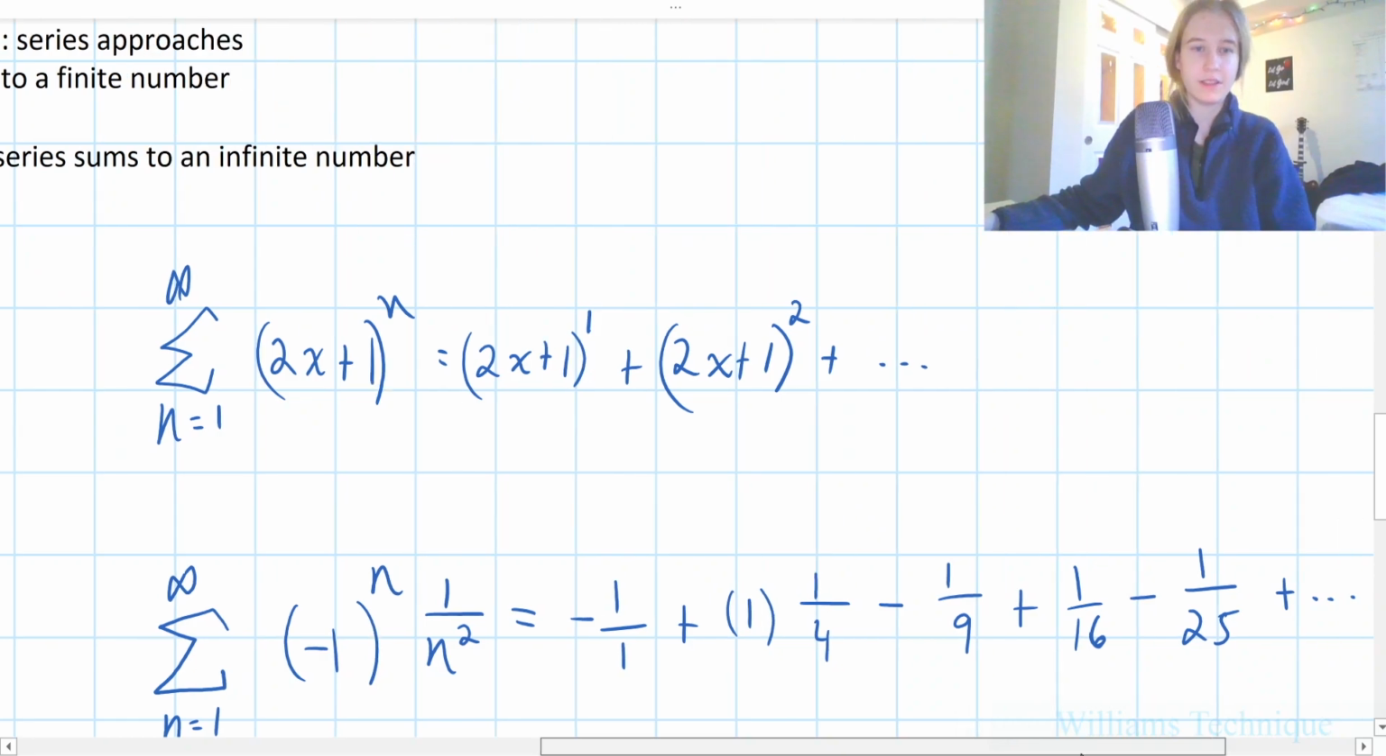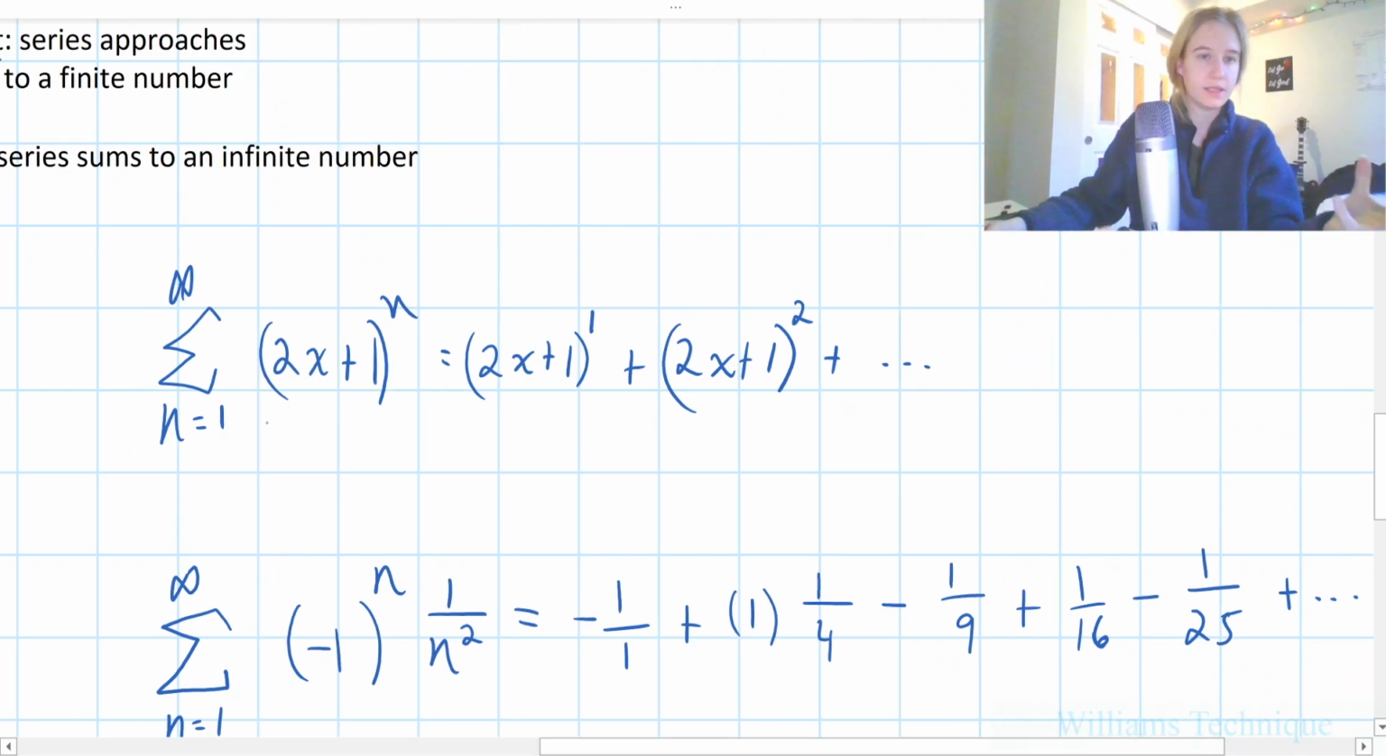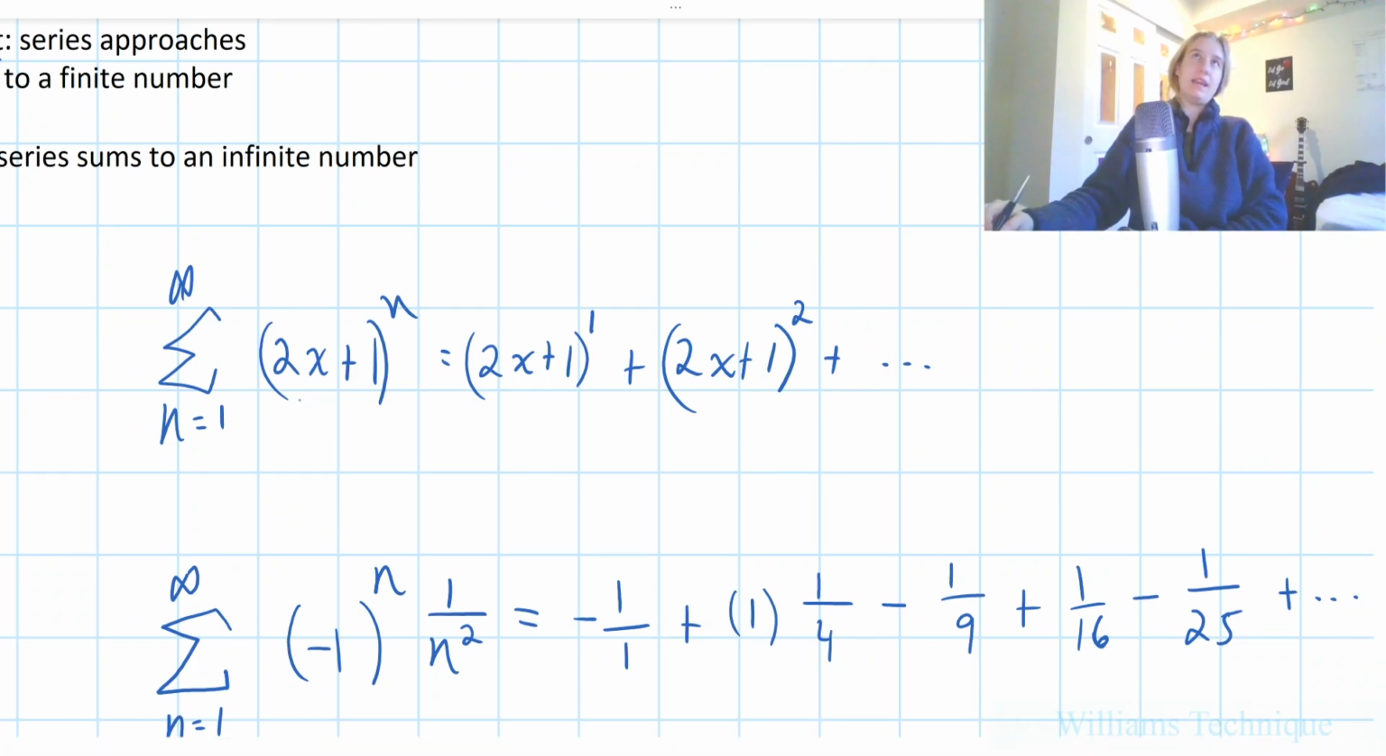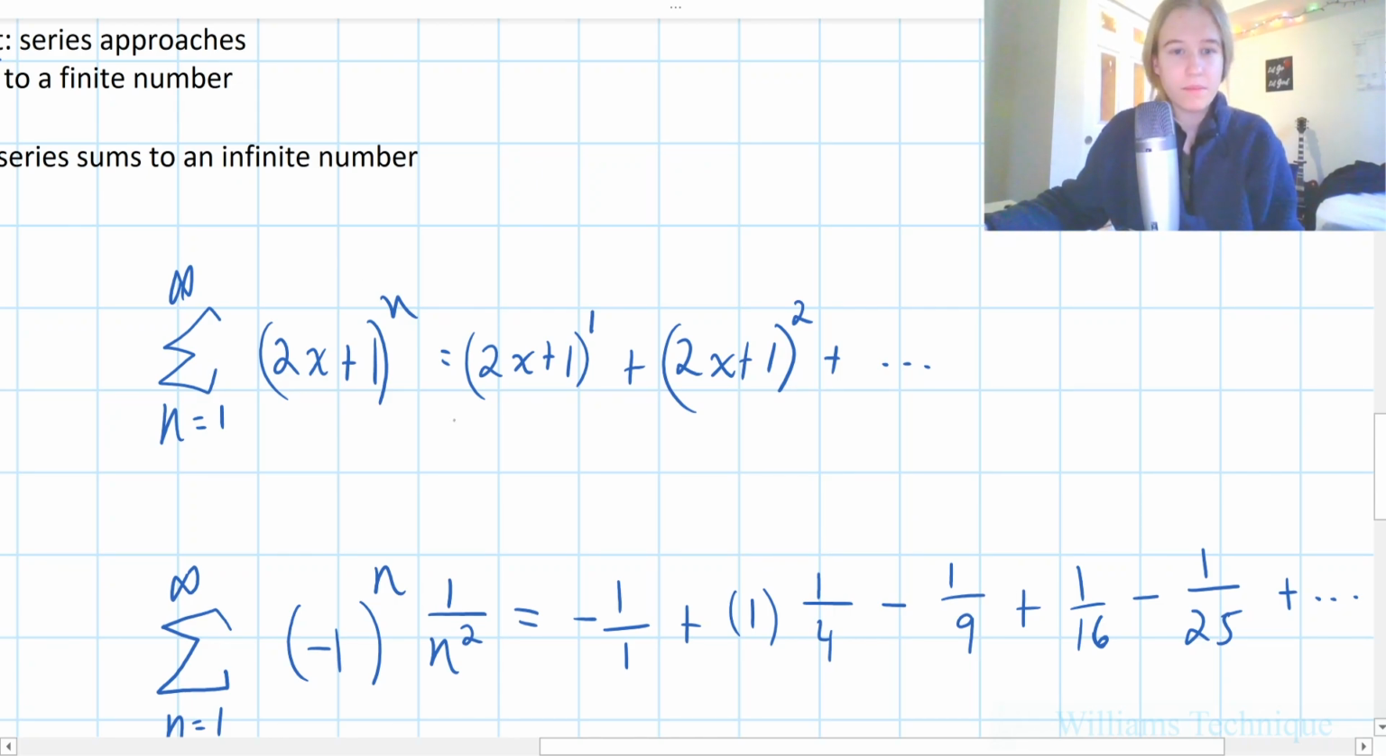The next one might confuse, but that's okay because that's how we learn. Get confused and then we learn. So it's the sum from n equals 1 to infinity of (2x plus 1) to the n, to the n. So we might be tempted to say that this is a power series. Is it? Oh, wait, no.